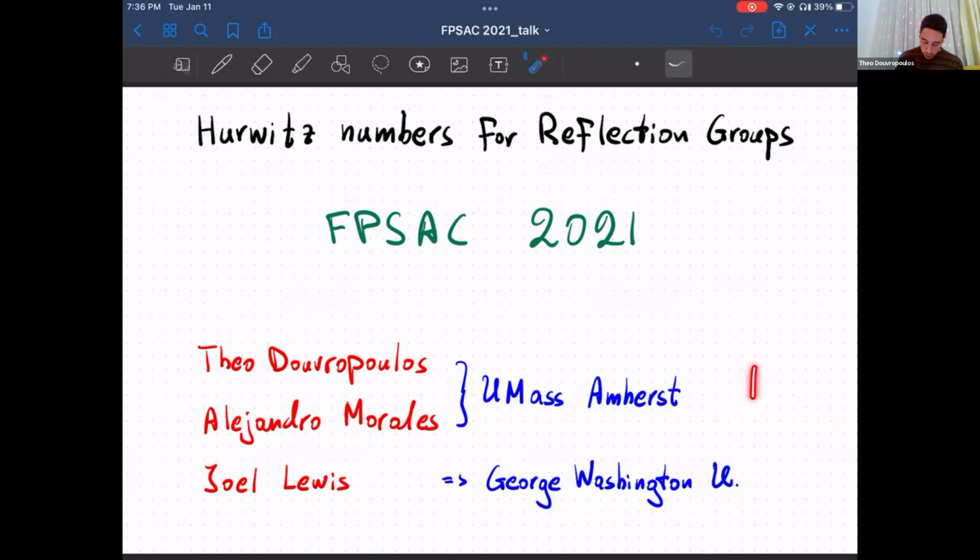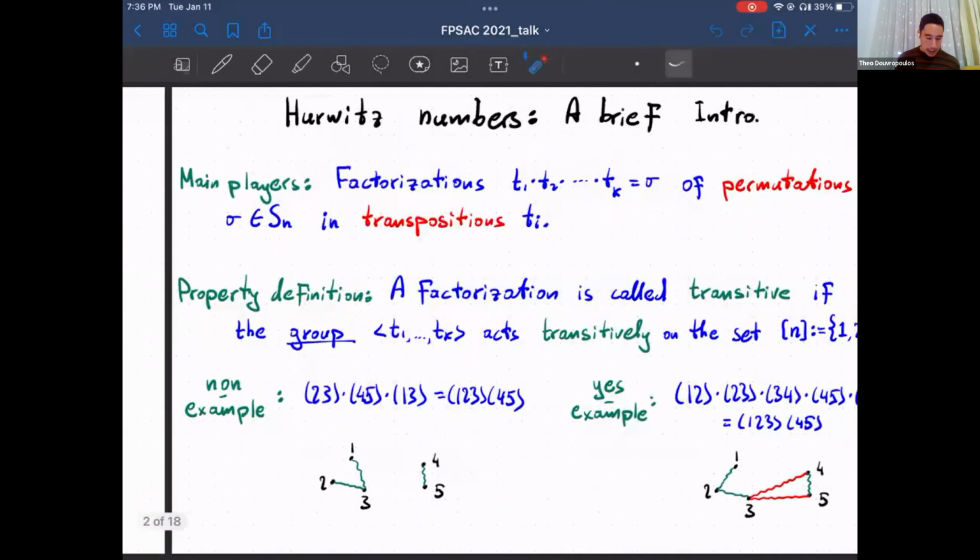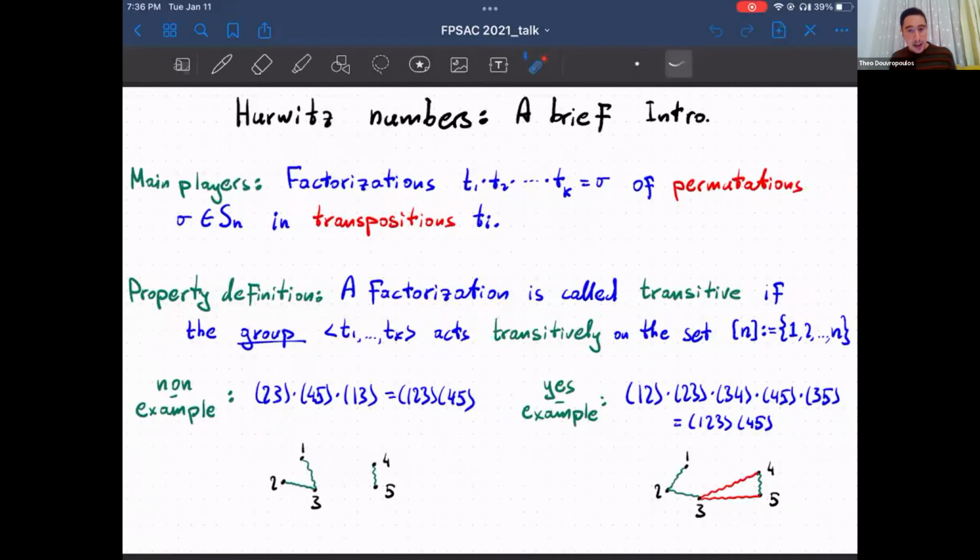This is joint work with Alejandro Morales from UMass Amherst as well, and with Joy Lewis from George Washington University. I've been very lucky that they invited me to the project. This is, I think, I'm going to persuade you, a really cool one.